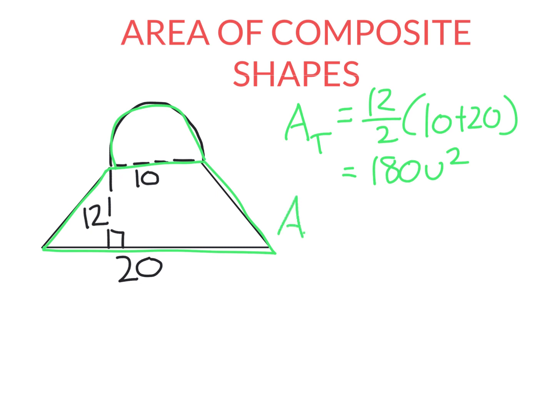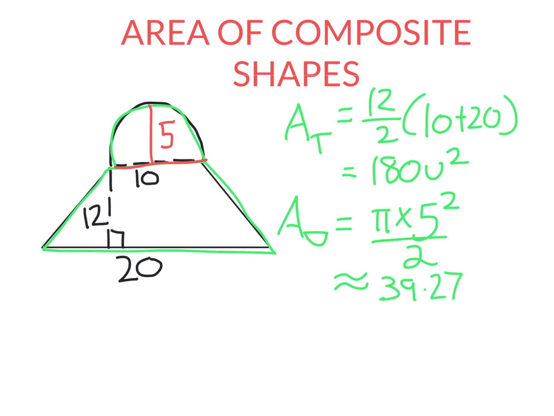Now we also know how to find the area of a semicircle. The area of a circle is pi times radius squared. Now here 10 is the diameter, so the radius is going to be half of that, which is equal to 5. So it will be pi times radius squared divided by 2. So if you put that on the calculator, it is about 39.27 units squared. So I used approximately equal to because it's not exactly equal to this.